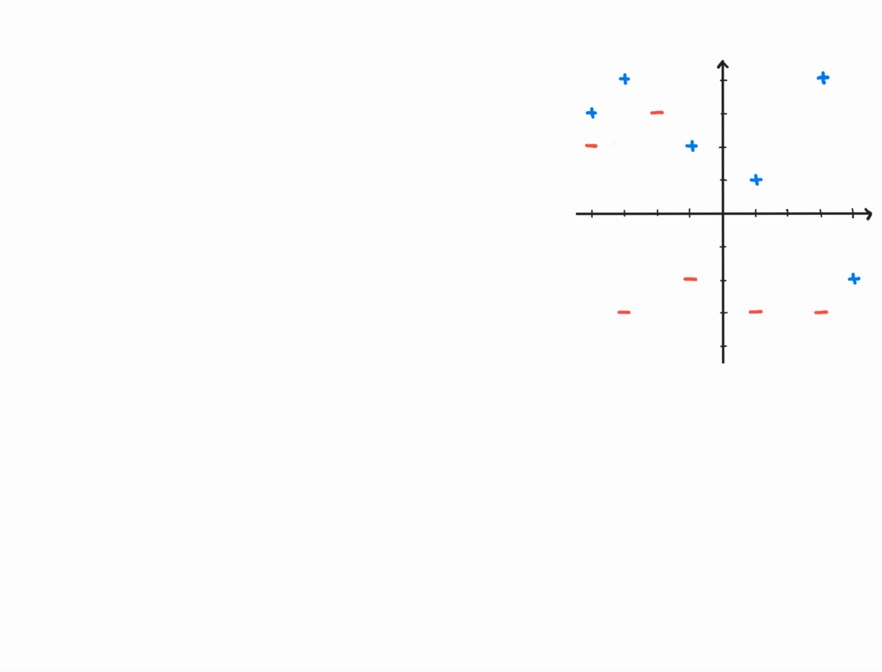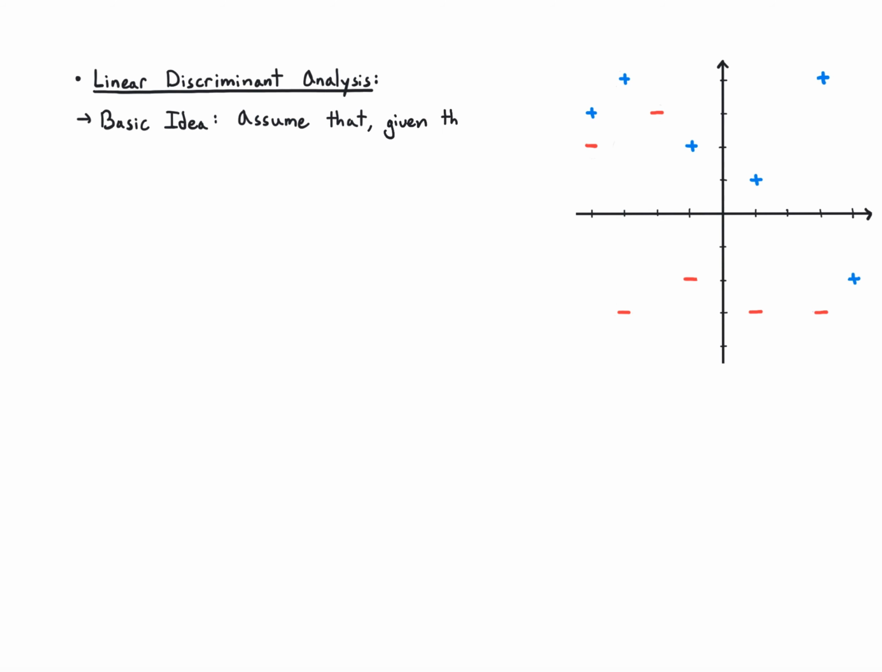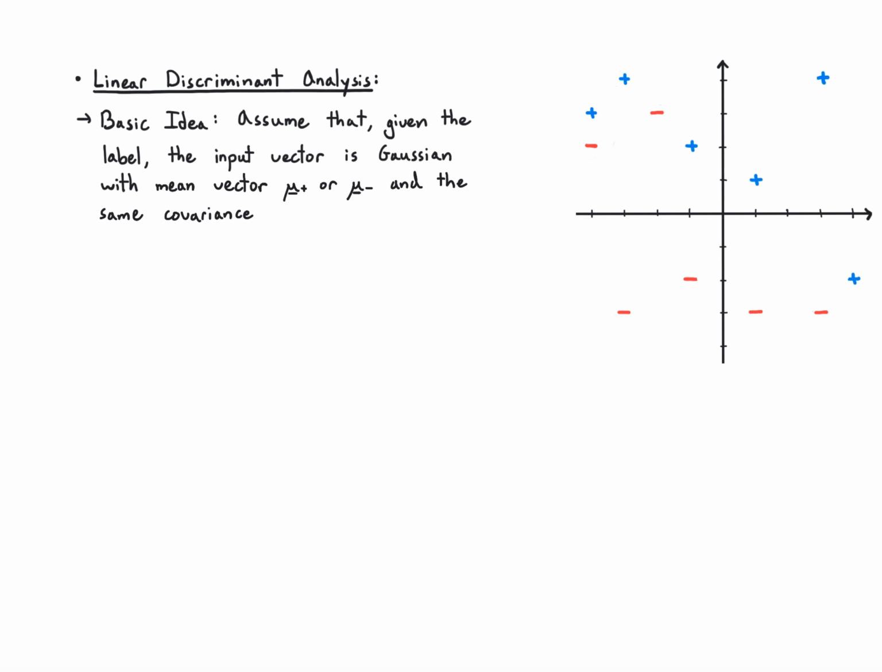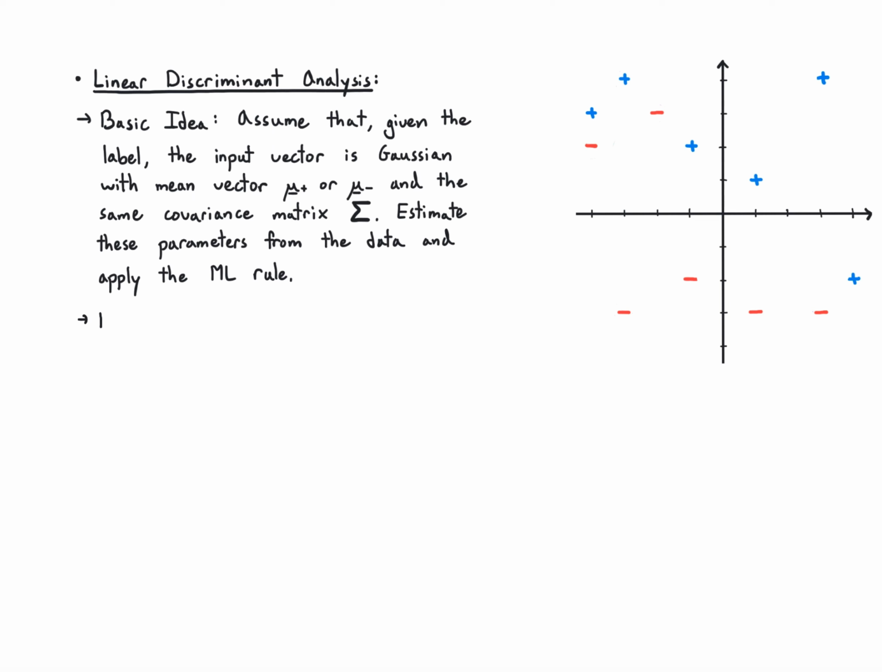All right, next up we have linear discriminant analysis. This is also a classifier, and it's just building on the idea we had before. The basic idea is to actually assume that given the label, the input vector is indeed Gaussian. And the way the parameters are chosen is that they have separate mean vectors, mu plus and mu minus, and the same covariance matrix, sigma, okay? And so what I need to do is estimate these parameters because I'm not given them. I need to estimate them from my data set. And then I'm going to apply the ML rule, assuming that what's really going on is I have a Gaussian with those mean vectors and that covariance matrix.